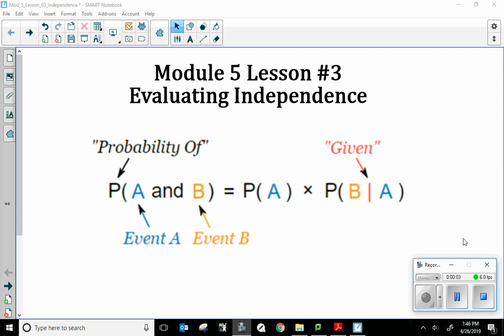Hello, everybody. Unit 5, Lesson 3, we are going to be evaluating independence today. And I'm not talking about July 4th, the Declaration of Independence and Independence Day. I am talking about probability and independence. On the test, as of now, there always seems to be two questions or so, maybe even three, that deal with some sort of independence when it comes to probability.